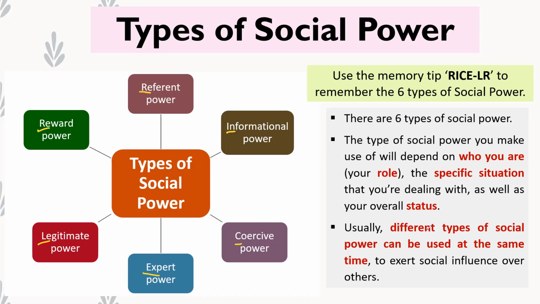Now, the other thing to remember is that different types of social power can be used at the same time. Okay, I'll elaborate on this point when we look at the actual definitions, but it's not just like, oh, I'm a teacher, I only have one type of power. I might have different types of power at the same time. Or if you're talking about someone like a policeman, they probably have more than one type of power at the same time as well. Okay, so that's the basic idea. So we're going to look at the definitions of these types of power now.